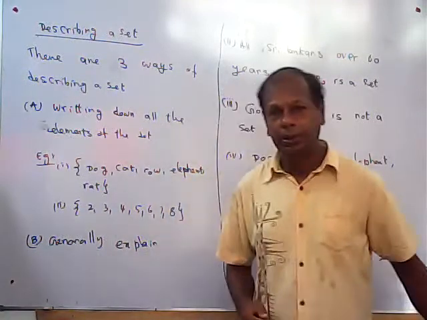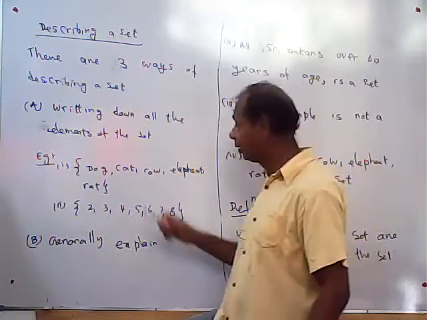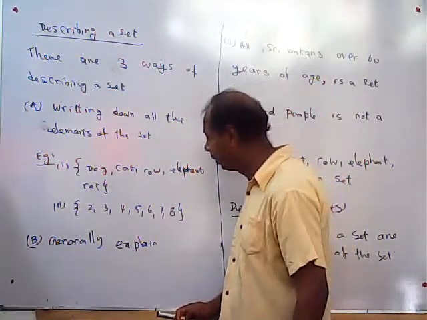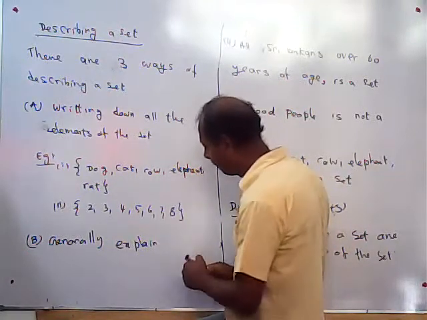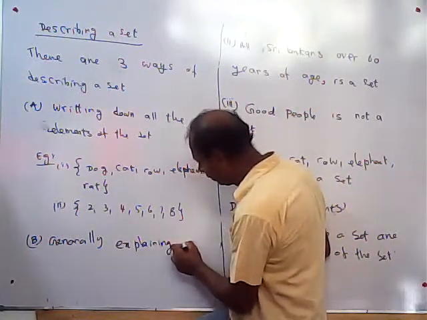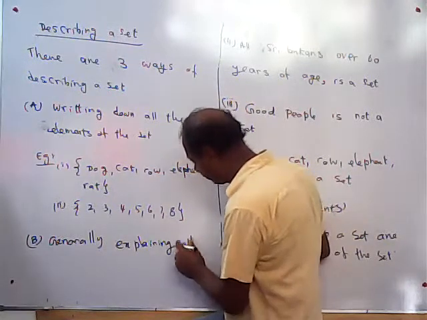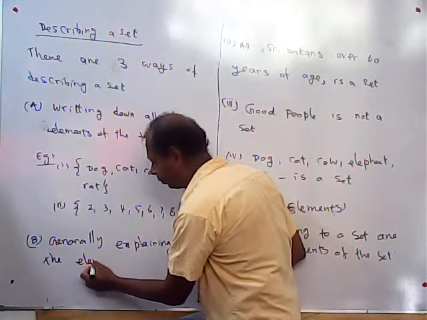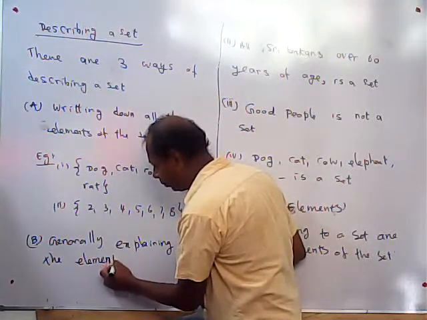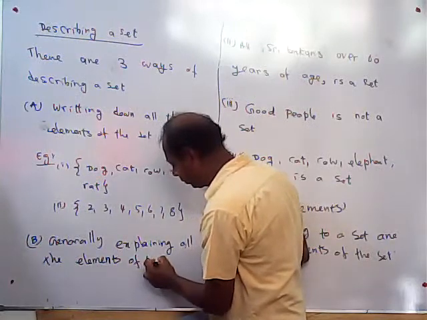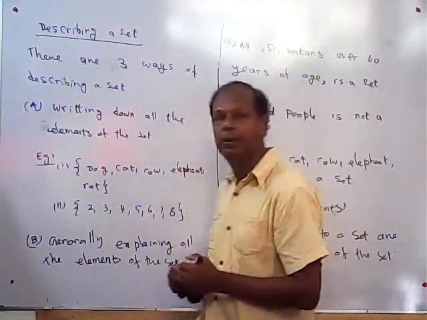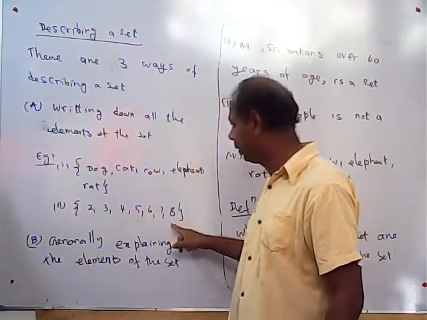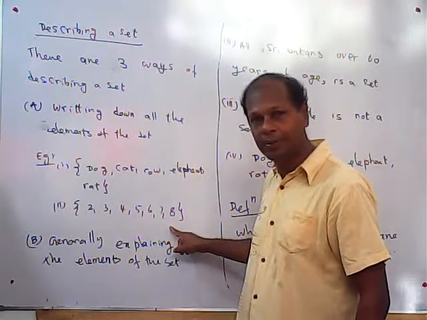Or you can say explaining all the elements. Not writing down, describing all the elements. Generally explaining all the elements of the set. Example. So this is, you can take this step one. Here we are writing down all the elements, right?